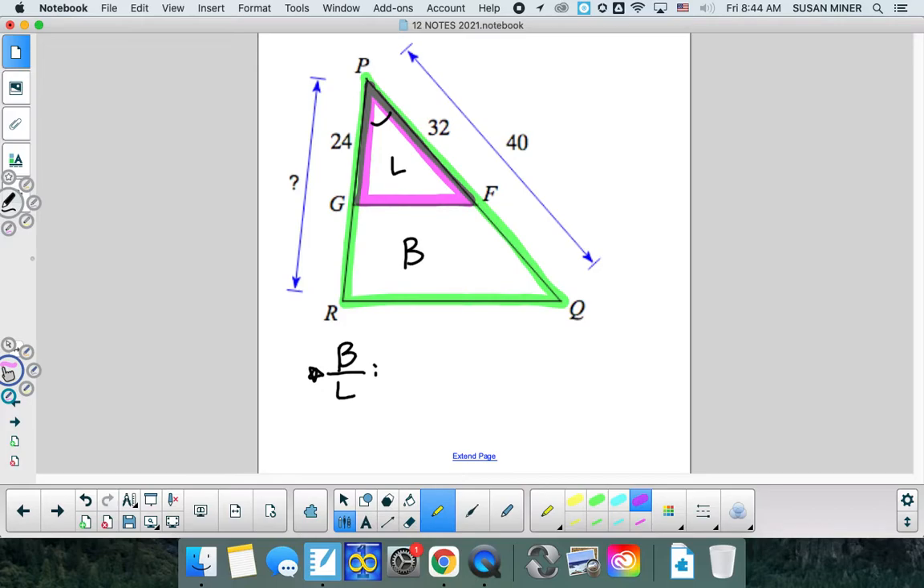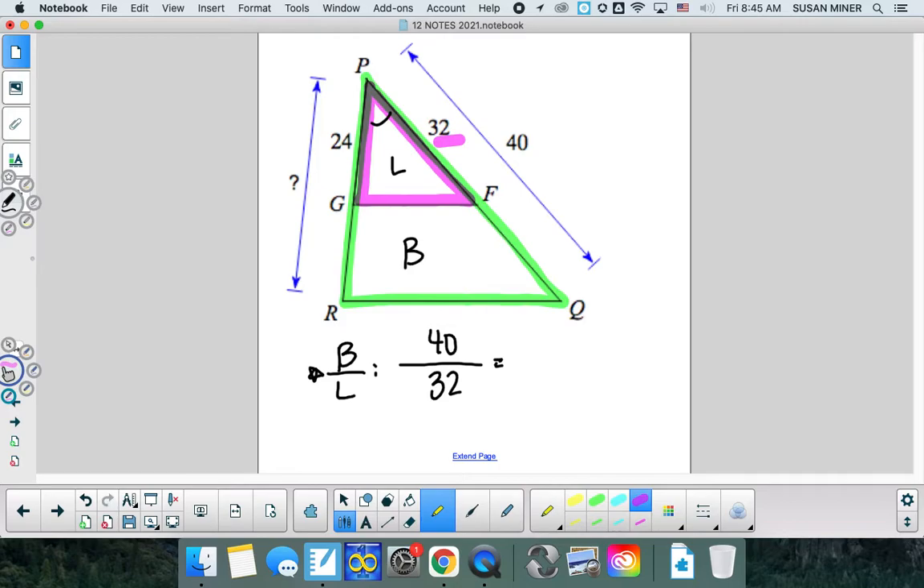So I'm going to set up my ratios big to little. My big side that I know is this big side that's 40 right here. And so this side length here is going to be 40. And then the other side length that matches up in the little triangle is the 32 over here. So 40 over 32 is going to be my first ratio.